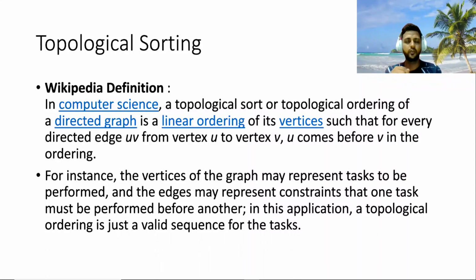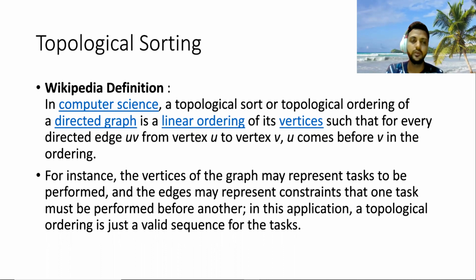Hi everyone. So today we will discuss one of the very important use cases of the graph data structure, which is nothing but topological sorting. If you check the definition of topological sorting from Wikipedia, you will get this definition. In computer science, a topological sort or topological ordering of a directed graph is a linear ordering of its vertices such that for every directed edge from U to V, U will come before V in the order.